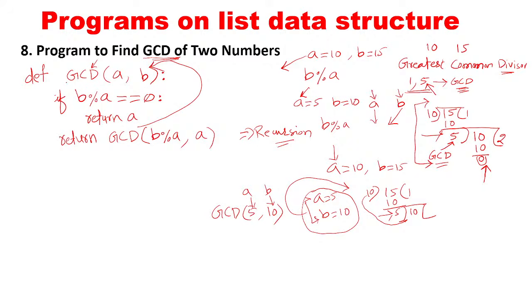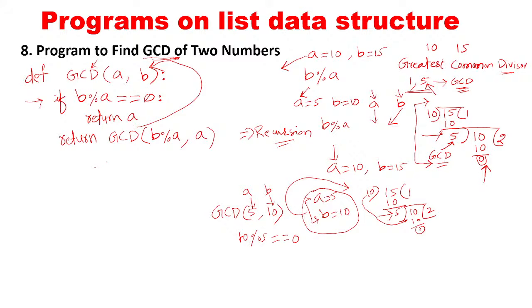When this function is called, it enters and checks this if condition. It checks whether 10 mod 5 is equal to 0. That means divide 10 by 5 and check the remainder. The remainder is 0 here. Yes, true. Then return a, what is the a value? 5. So the value 5 is returned to the main function. That's how the recursive execution happens.